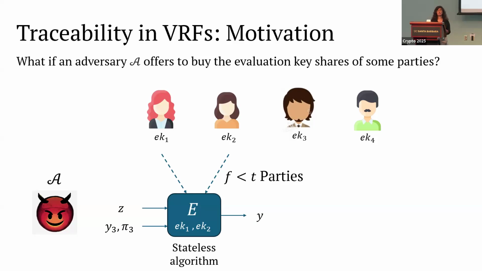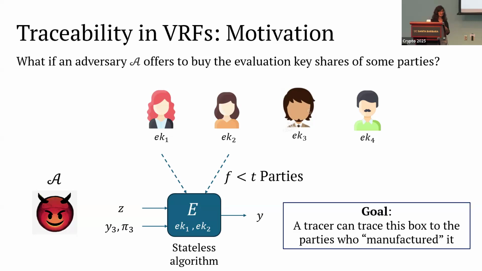So this is a very general model of leakage, which captures essentially any type of information which parties might sell based on their shares. So with this model of leakage, now we say that if this box gets leaked, then a tracing party must be able to trace this box to all the parties which manufactured it.